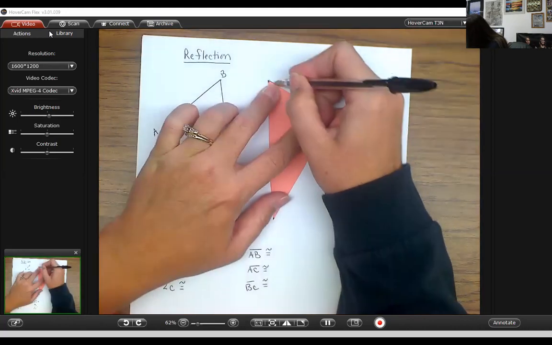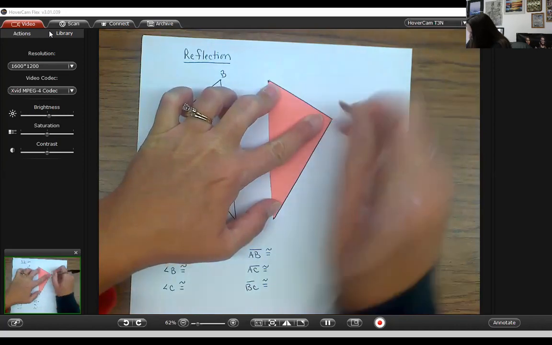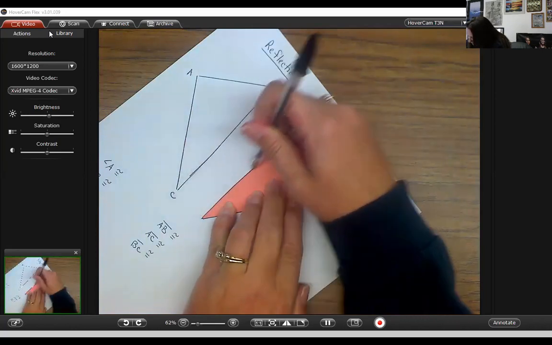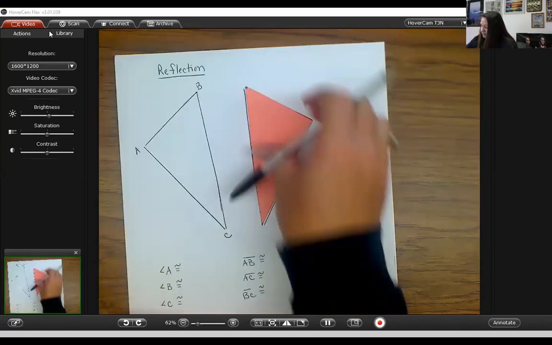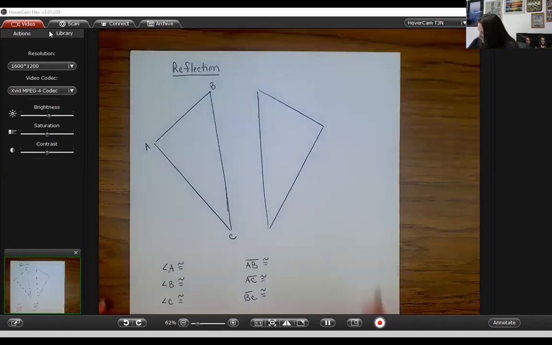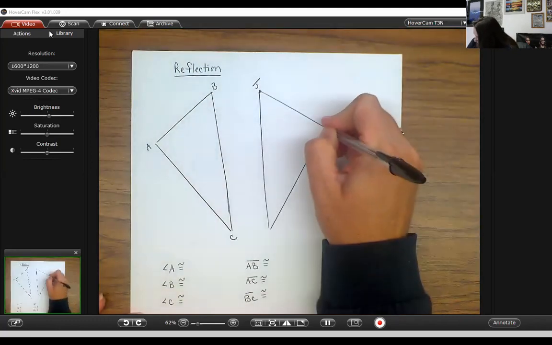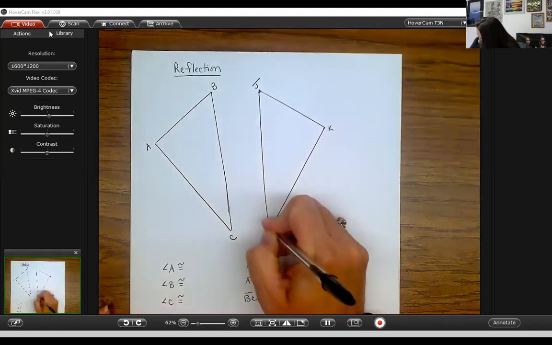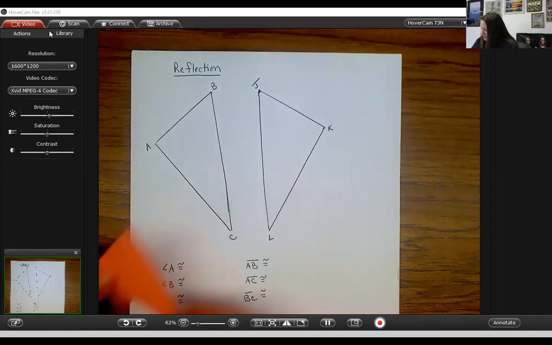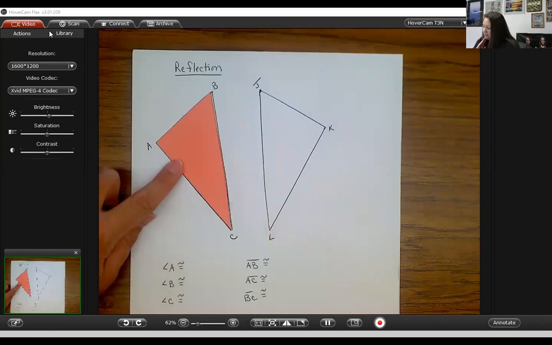Now I'm going to do my best to just trace over this, so that we can see here that these two would be exactly the same. Now, I'm going to go ahead and label these vertices here as J, K, and L. And what I want you to do is think about these right now, as to which angles they correspond to.